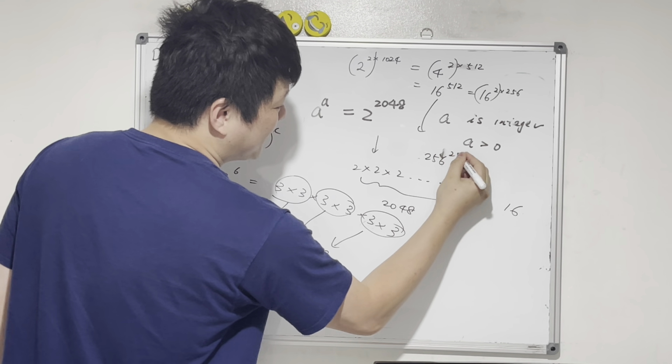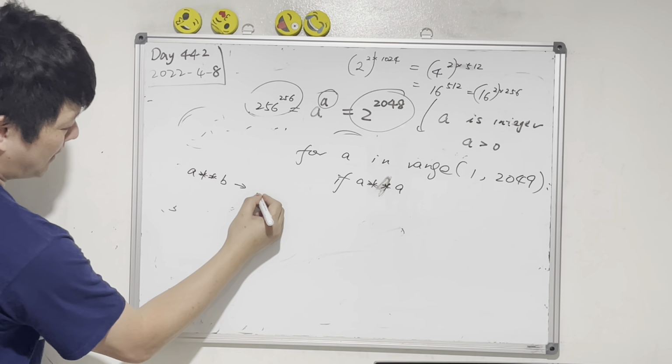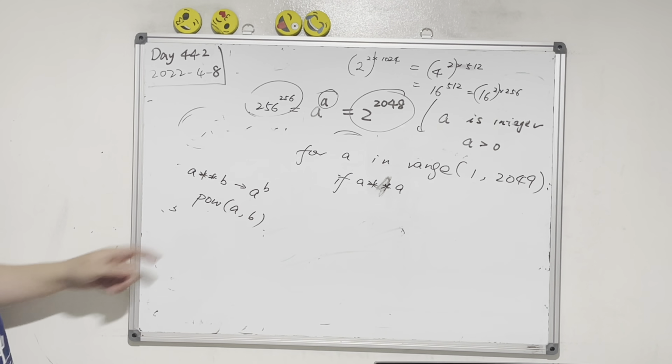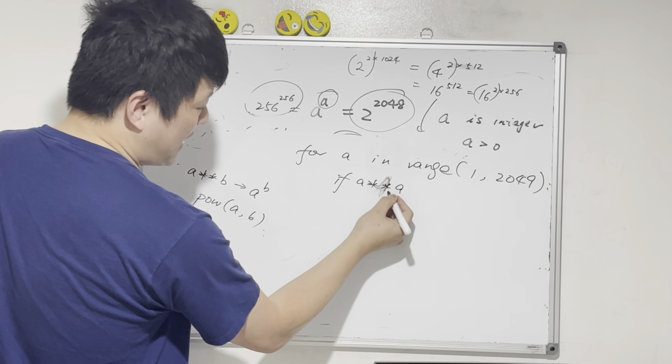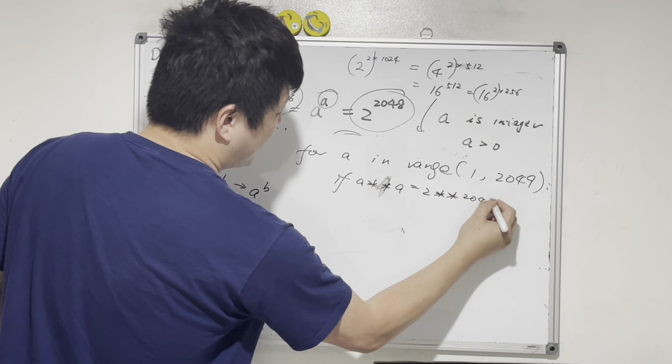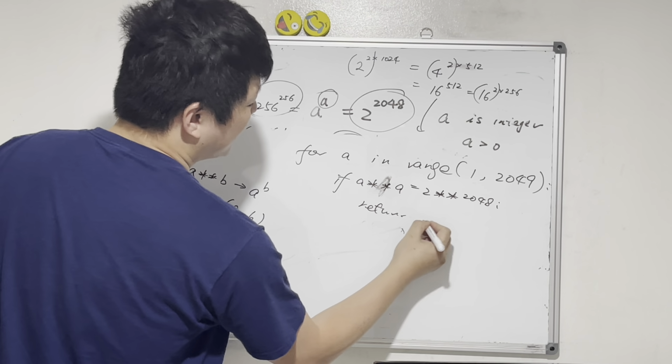So for the linear one, for A in range 1 to 2048, if A times A, that's the power, right? We talked about that: A multiplied B is the same as A to the power B, and you can write it as A to the power of A. Okay, if A to the power of A equals 2 to the power of 2048, then we return A, right? Easy. This is the linear search.